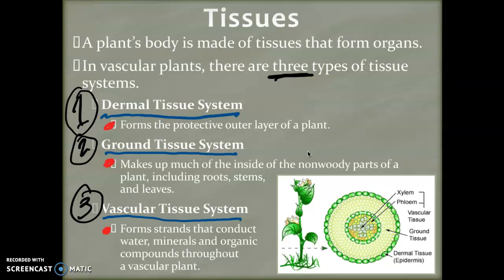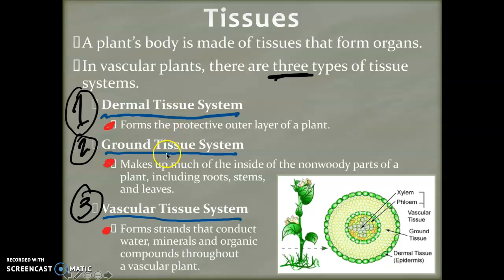Alright, so there are 3 different types of tissues. We've talked about tissues before. Tissues are just specialized cells that can be used for different functions throughout. Like in the human body, you have your skin. Organs in your body are made up of different types of tissue cells. But in a plant's body, you have 3 different types of tissue systems, right? You have your dermal tissue system. So this is going to be the outer covering of a plant.